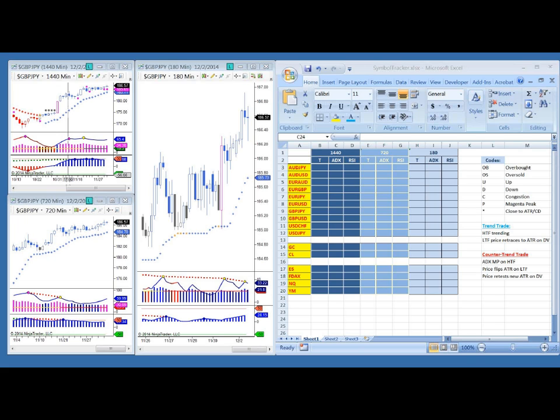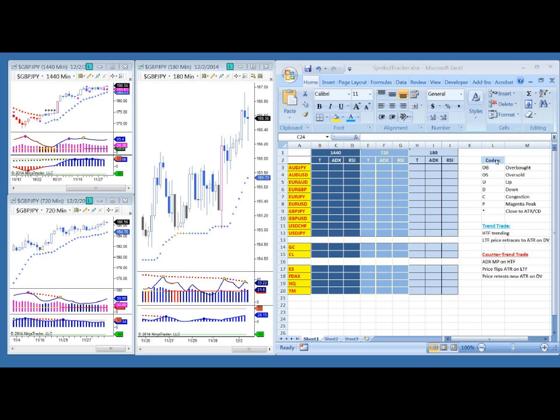Now, the first thing that I want to do is go through the higher time frames and see where we're at. Over on the right-hand side, I've got an Excel spreadsheet that I created. It's got the 1440, 720, and the 180. T stands for trend. It tells me what the trend is doing. ADX tells me anything that I need to note on the ADX. RSI tells me anything I need to notate on the RSI. Then the same thing for the 720 and the 180.